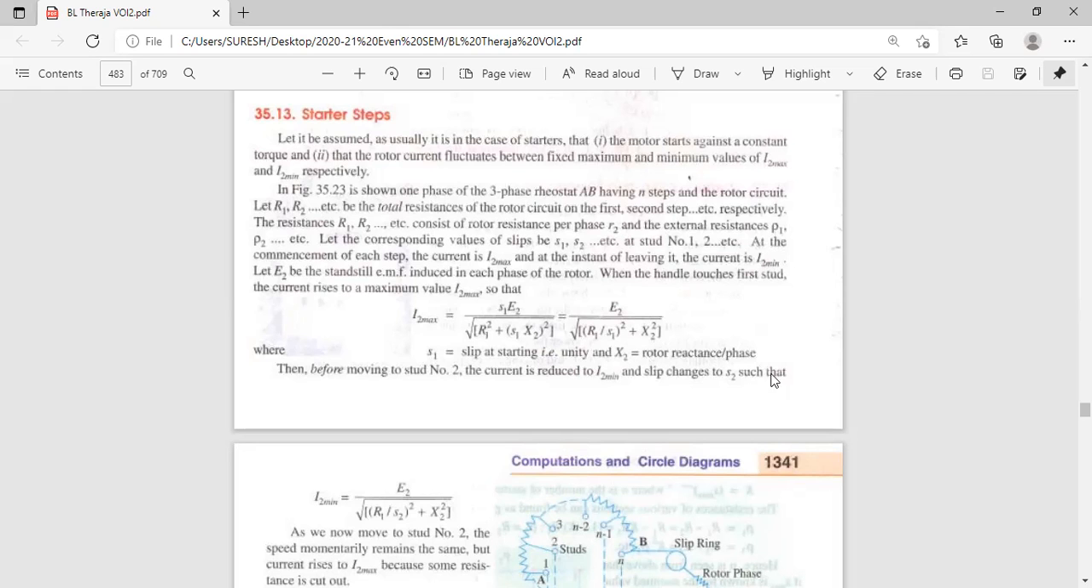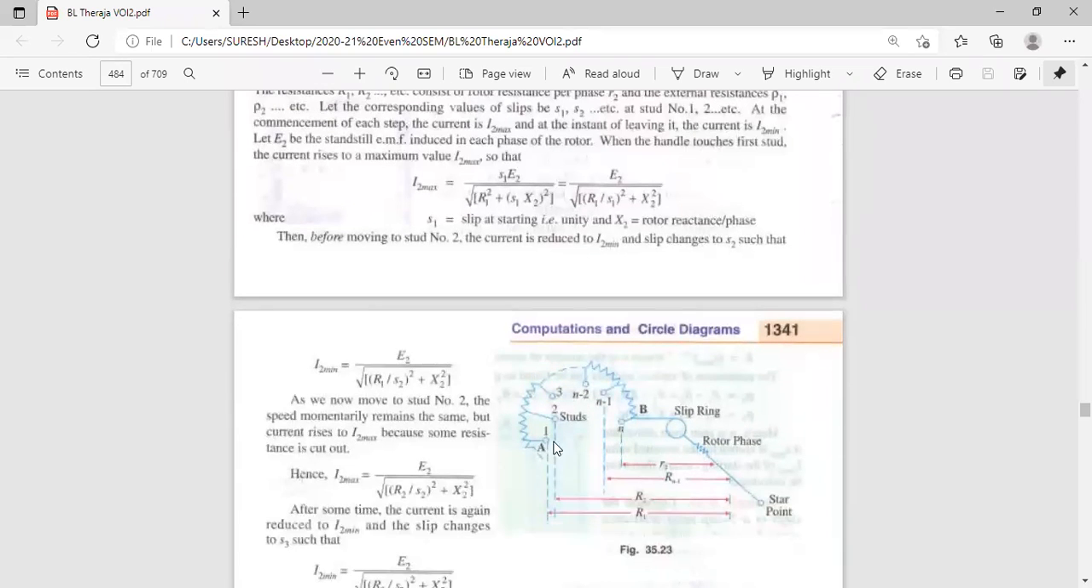Now when the handle touches stud number 1, the current is maximum, I2 max. At 1, slip is S1. At 2, slip is S2. At 3, slip is S3. When we move the handle from 1, 2, 3, 4 up to N, speed is gradually increasing. If speed is increasing, current will be reducing. Speed will increase in the rotor.